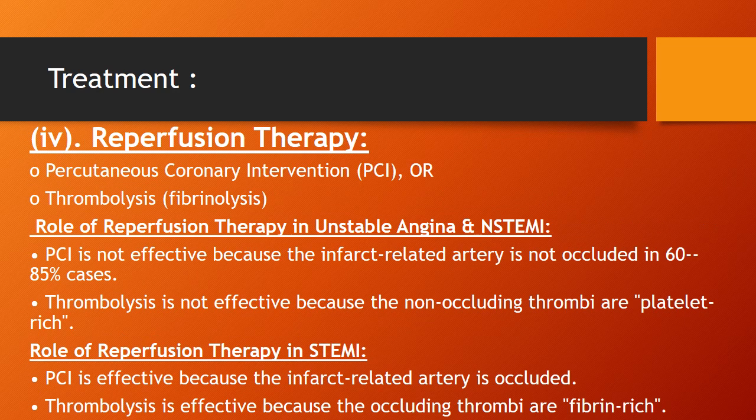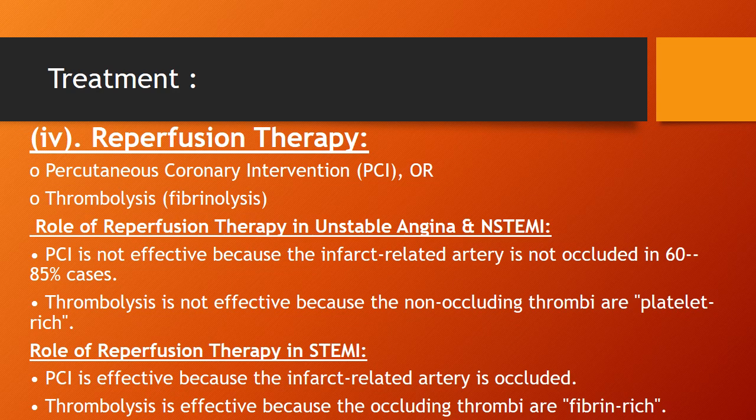Reperfusion therapy involves either percutaneous coronary intervention, also known as PCI or angioplasty, or thrombolysis or fibrinolysis. Reperfusion therapy is of no use and can be harmful in unstable angina and NSTEMI. PCI is not effective because the infarct related artery is not occluded completely in 60 to 85% of cases. Thrombolysis is not effective because the non-occluding thrombi are platelet rich.